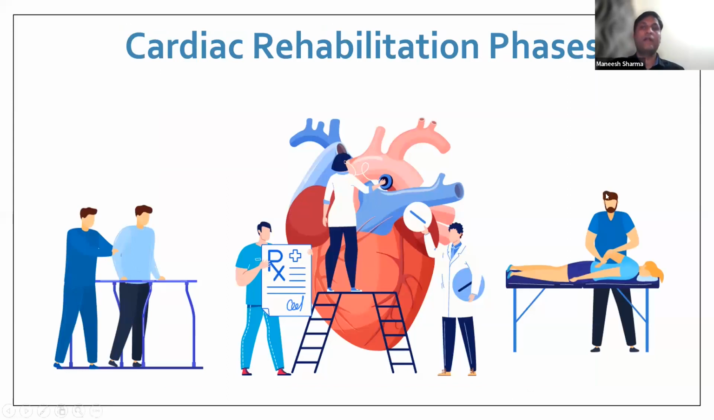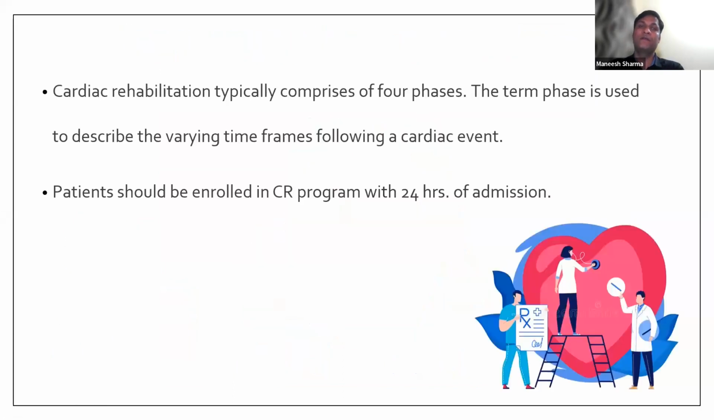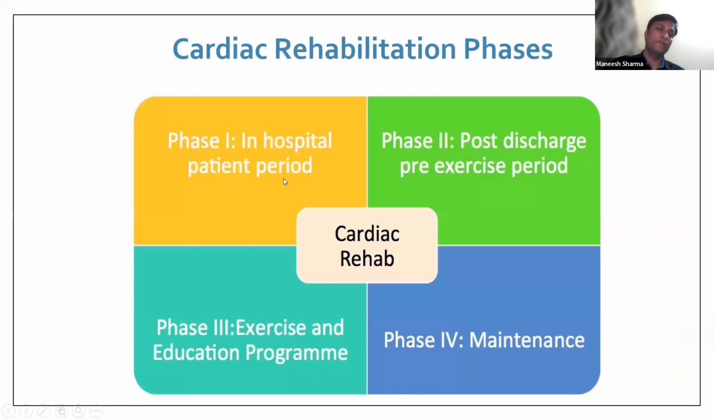Now coming to the phases of cardiac rehabilitation. As I said, there are 4 phases of cardiac rehabilitation. The first phase is the in-hospital patient period. Once the person experiences any cardiac event or has undergone any cardiac surgery, the patient is admitted to the hospital for at least 8 to 10 days. So this particular phase 1 remains for 8 to 10 days. Then phase 2 is the post-discharge or pre-exercise period, where the patient gets discharged from the hospital, and certain forms of exercises and certain instructions are given to the patient to follow during this phase, and this phase normally remains for 2 to 6 weeks.